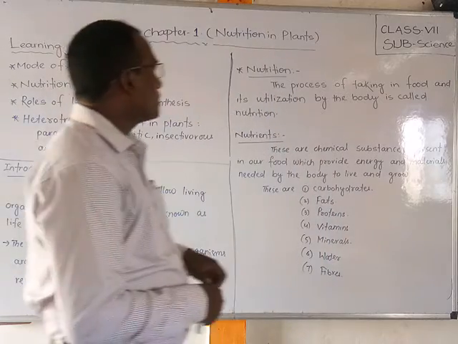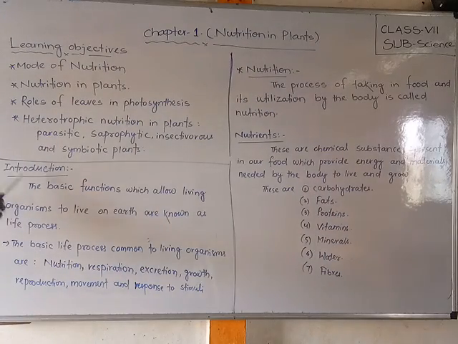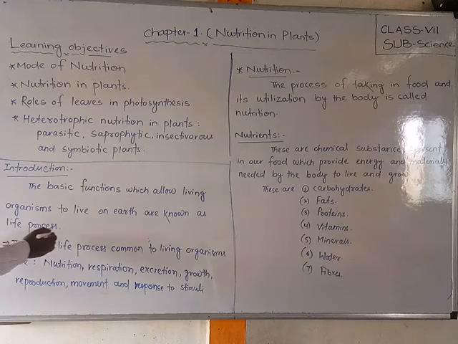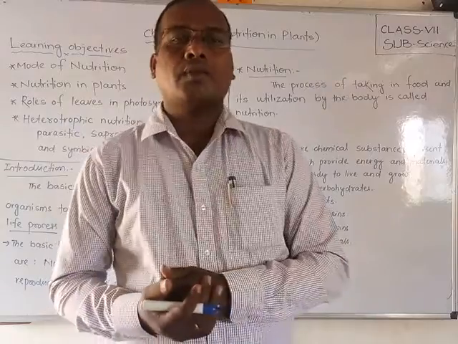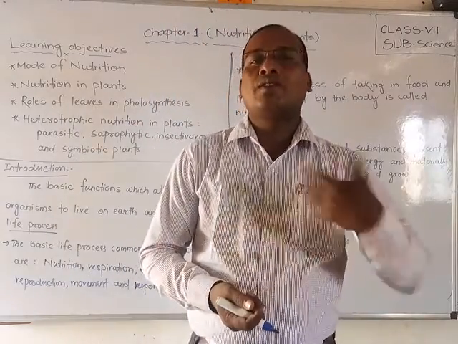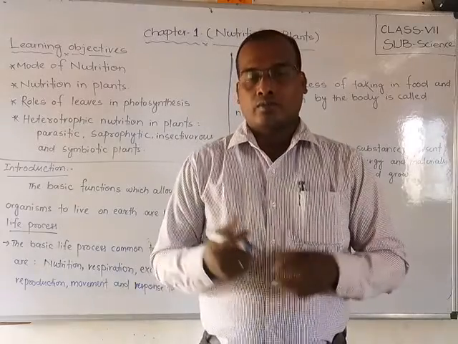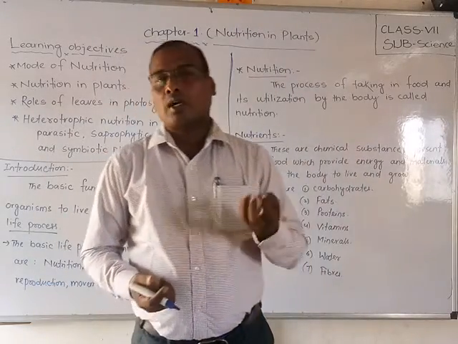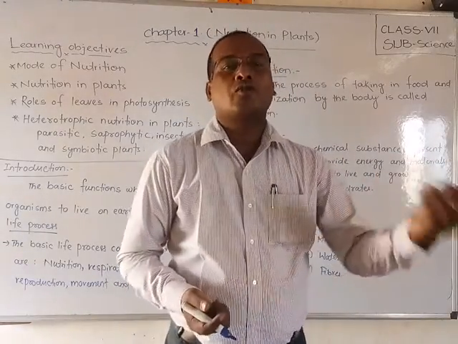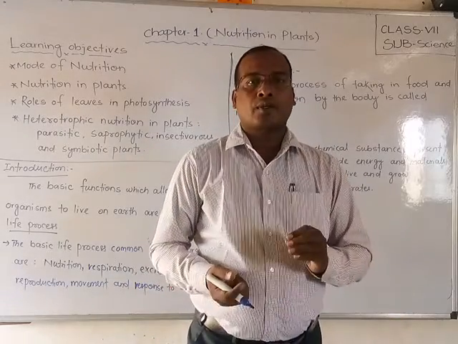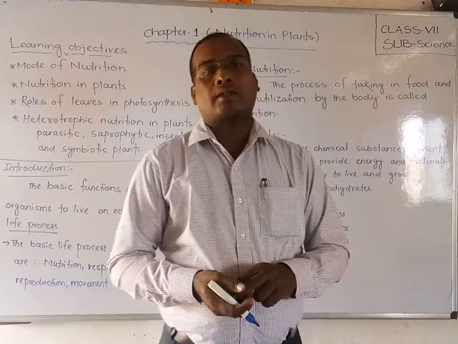Next students, we are going to discuss the introduction part. Now students, you know that the basic functions which allow living organisms to live on the earth are known as life processes. So first of all, one question: what is a life process? Whenever we are living, how are we living? To live, what are the main things required? We need air, we need water, we need food. Yes, these three basic things are needed for life to exist on the earth.